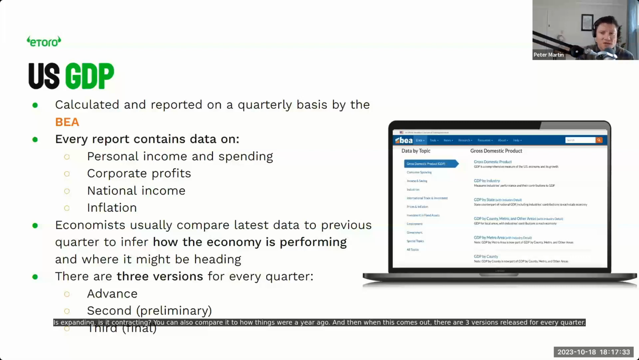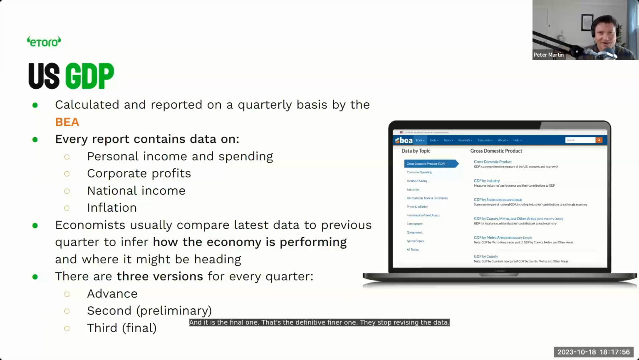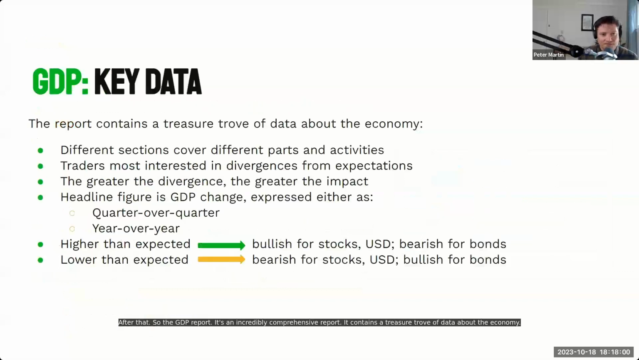And then when this comes out, there are 3 versions released for every quarter. So we get the first one, which is the advance one. It's the earliest one, and it comes out about a month after the quarter ends. And then about a month later, we get the second one, which used to be called the preliminary. And then we get the third one, which used to be called the final. And it is the final one. So that's the definitive final one. They stop revising the data after that.